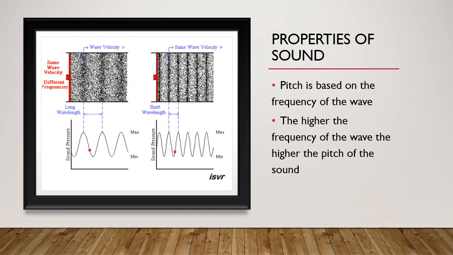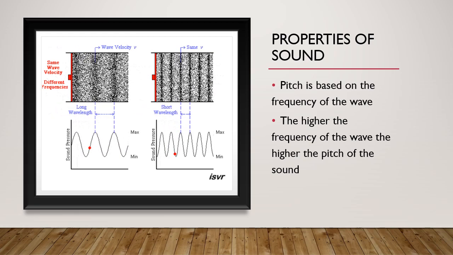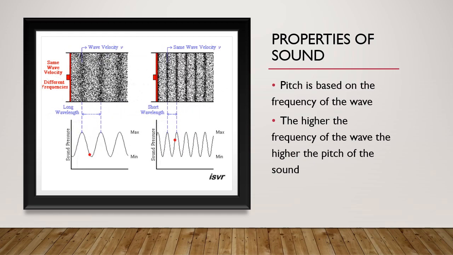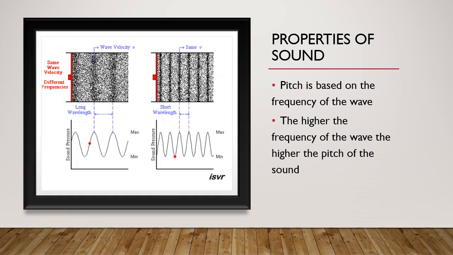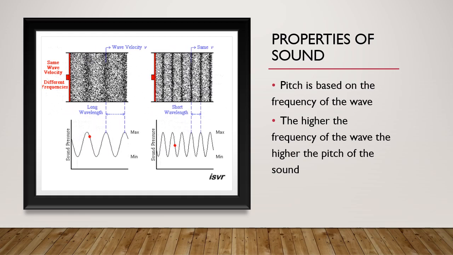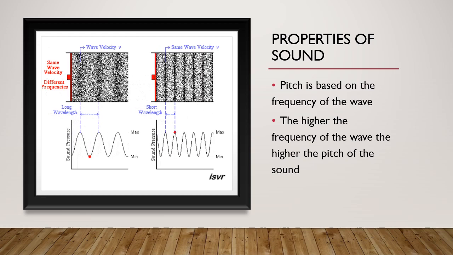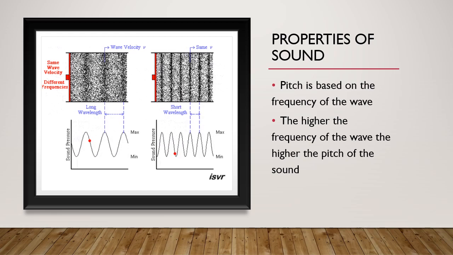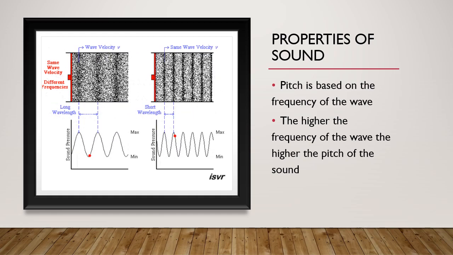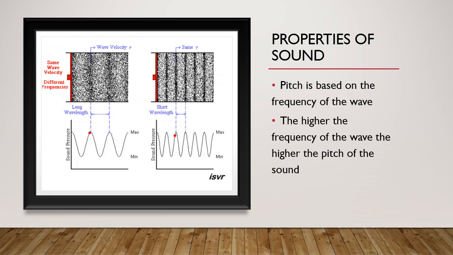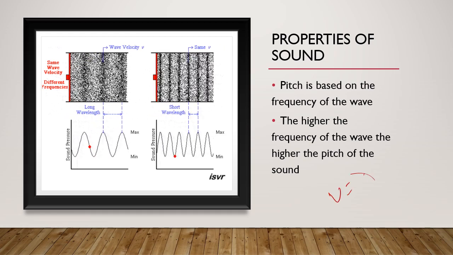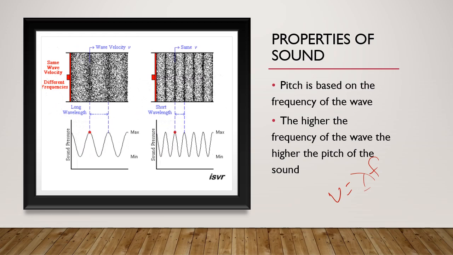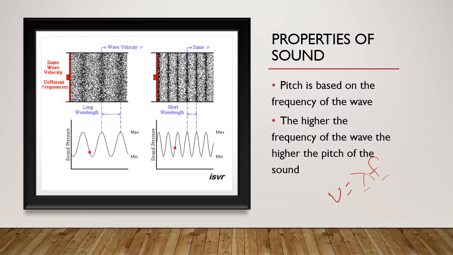Another property here is pitch. Here we have two sounds that are moving with the same speed, but they have different frequencies. And the different frequency of the wave is going to generate a different pitch of the sound. You also notice if you have the same speed, and you have a higher frequency, you're going to have a shorter wavelength, since v equals lambda times f. If the wavelength goes up, the frequency is going to have to go down. So we have an inverse relationship between the two.